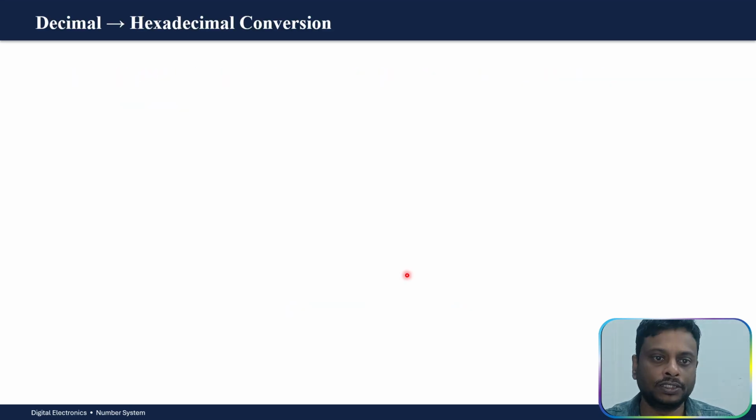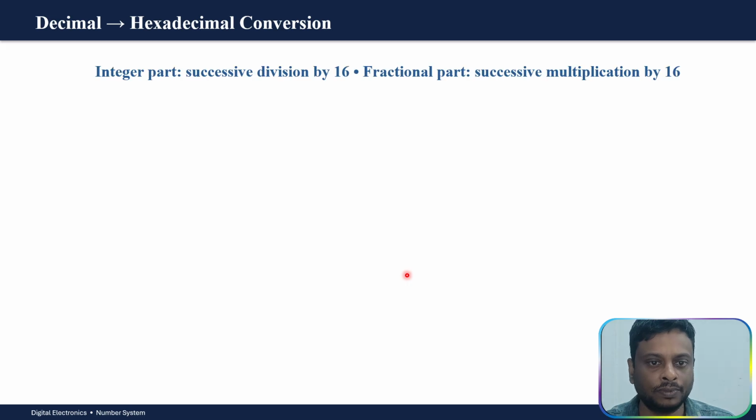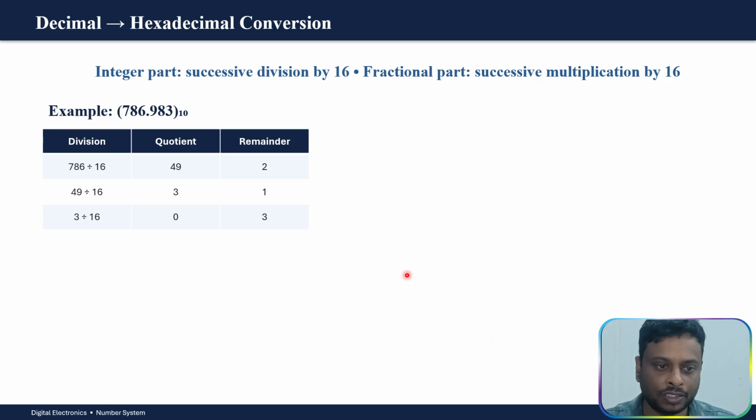So the last one is the decimal to hexadecimal conversion. So similarly, for the integer part, successive division by 16. For the fractional part, we have to do successive multiplication by 16. Okay. So this is the number. First you have to divide by 16. Okay. So we will get these remainders. You can take them from bottom to top. So it will be 312.